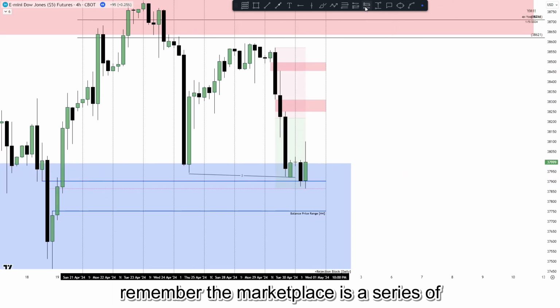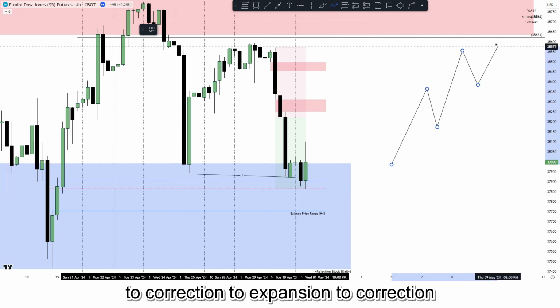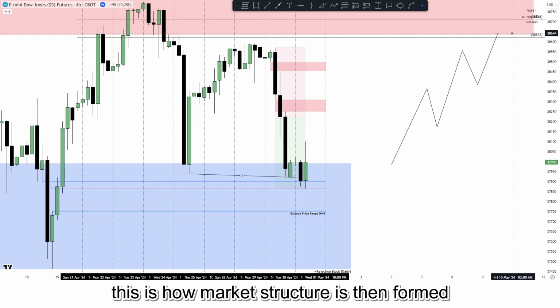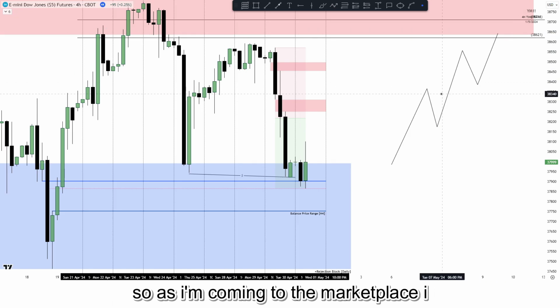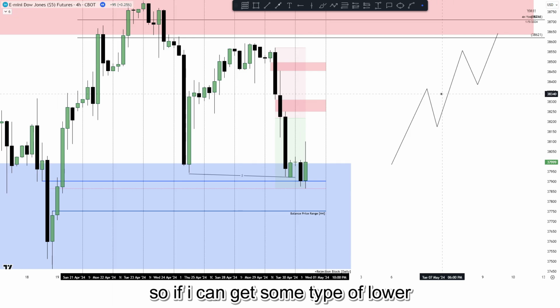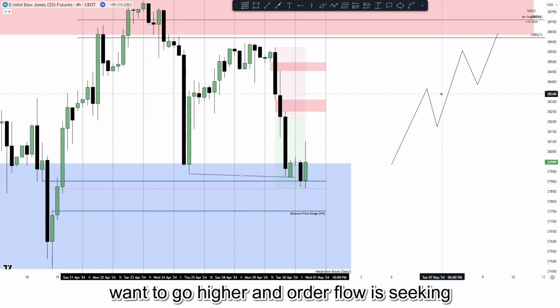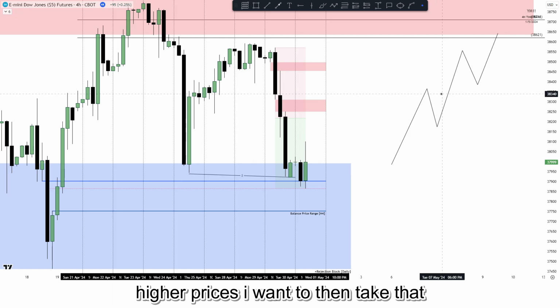Remember, the marketplace is a series of expansions and corrections. From expansion to correction to expansion to correction, this is how market structure is then formed. So as I'm coming into the marketplace, I understand that the state that we're in inside the marketplace is a correction. So if I can get some type of lower time frame signatures indicating that we want to go higher and order flow is seeking higher prices, I want to then take that trade.